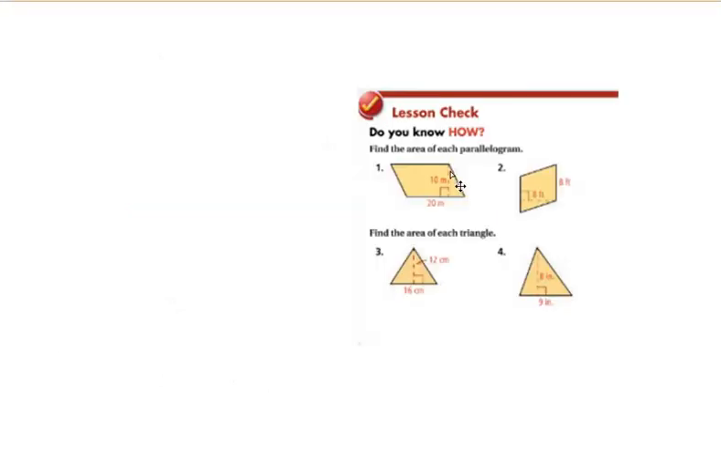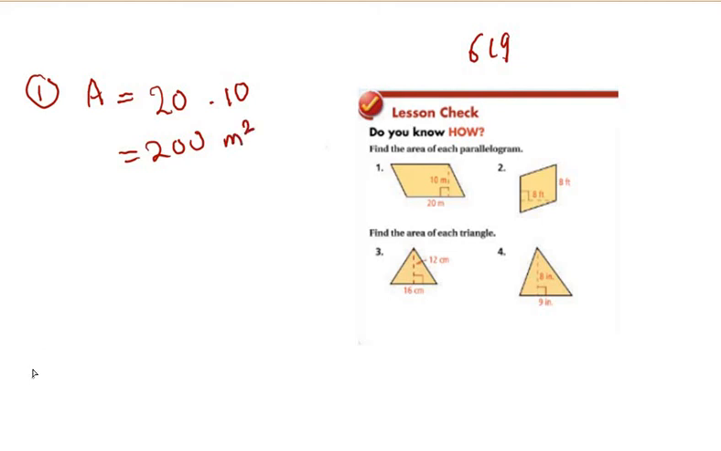Now to understand more, we need to solve questions 1 and 2 of the lesson check on page 619. Let's start with question number 1. Find the area of each parallelogram. The area of this parallelogram is the base, 20, times the height, which is 10, and this is 200 meters squared. For question 2, the area is again the base times the height.